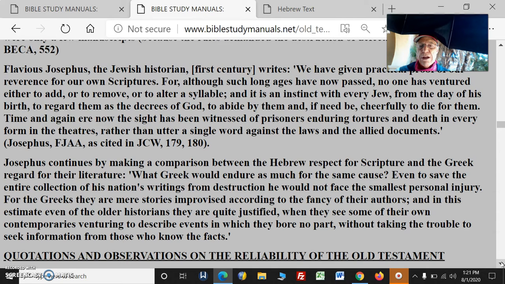For the Greeks, they are mere stories, improvised according to the fancy of their authors. And in this estimate, even of the older historians, they are quite justified. When they see some of their own contemporaries venturing to describe events in which they bore no part, without taking the trouble to seek information from those who know the facts.